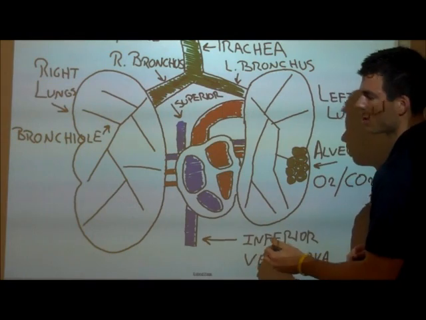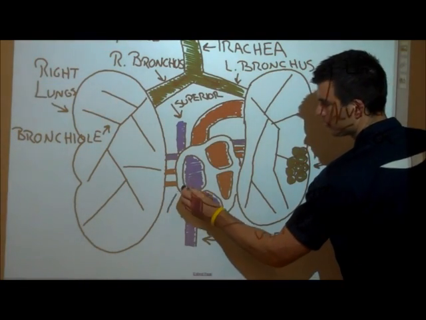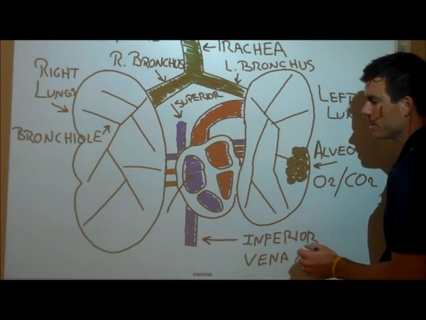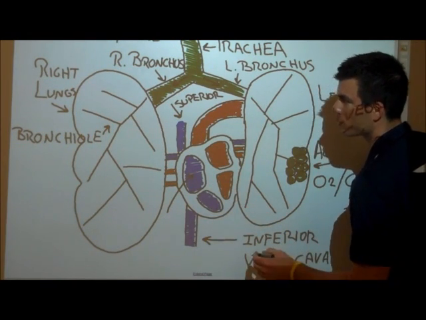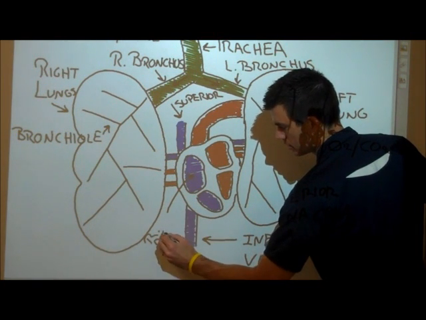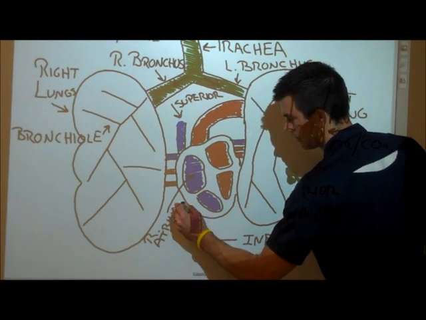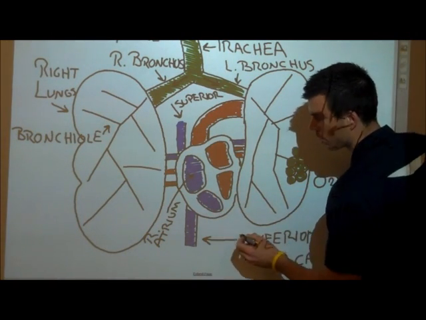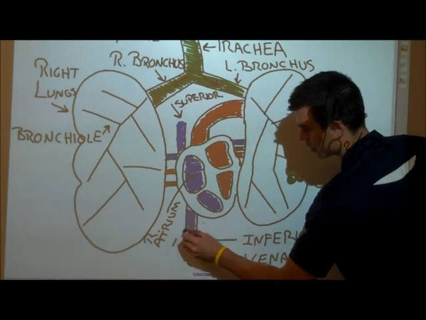As blood enters the heart, it enters into this top chamber right here. There are 4 chambers in the heart. The top chamber is called the right atrium. Blood goes into the right atrium and flows down into the lower part, which is called the right ventricle.